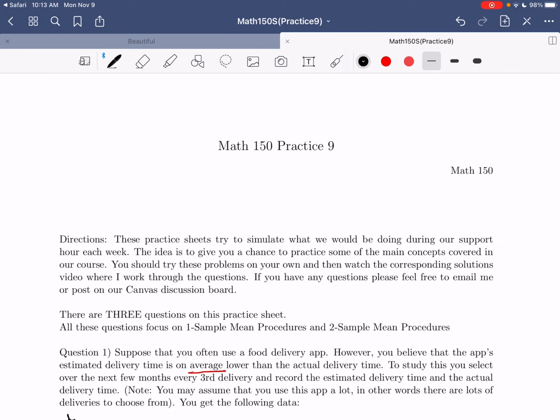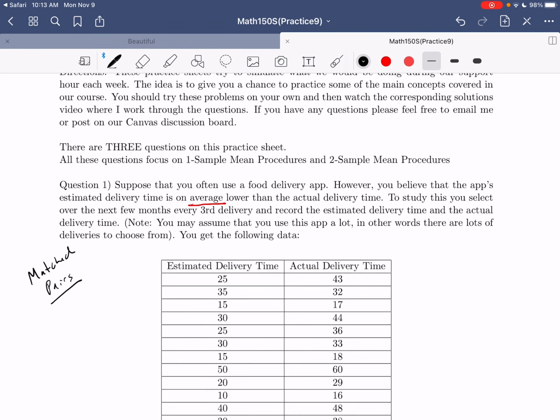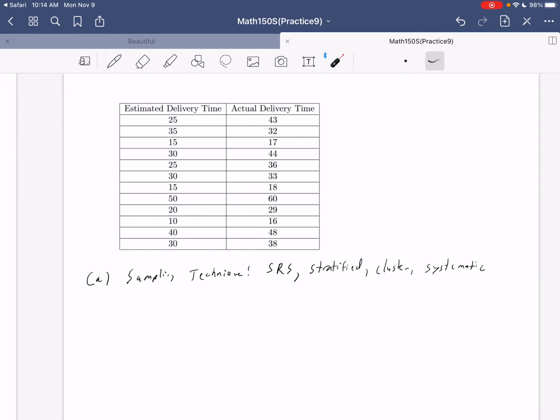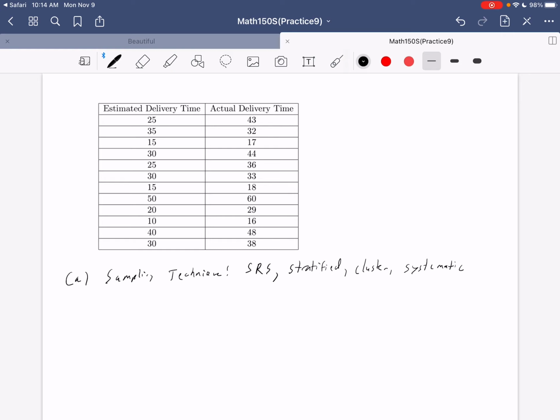So which of these is it? Well, if we look back here, we can see that the way that we built this sample is it said that over the next few months, you select every third delivery. Remember, whenever you select every kth individual, that is a systematic sample. So in this case, we know that this one is going to be systematic, and that's told to us via every third delivery. So we know that this was done using a systematic sample.